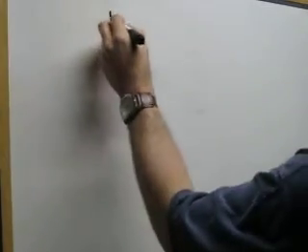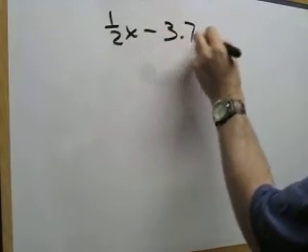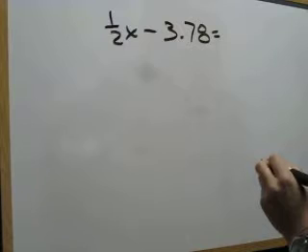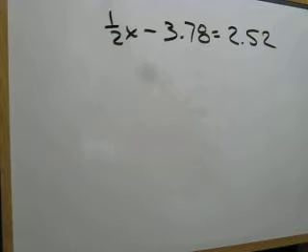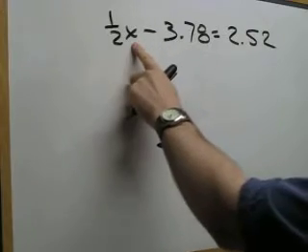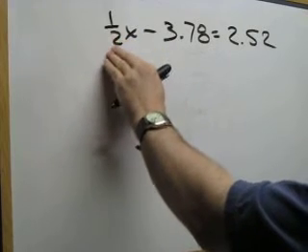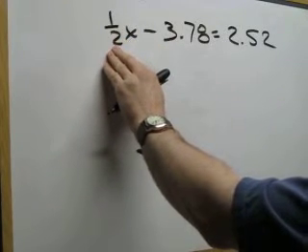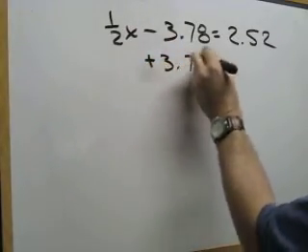At example 3, we have 1/2 x minus 3.78 equals 2.52. Now we're going to do our PEMDAS again, or well, not really PEMDAS. It was a tip that I gave you. When you're trying to isolate the variable, you get rid of all the numbers added or subtracted to the variable first, and then you worry about numbers multiplied or divided by that variable. So let's get rid of the number subtracted from it first by adding it to both sides.